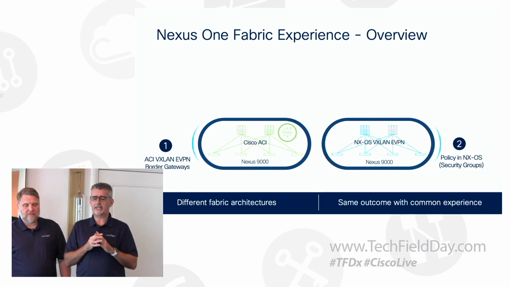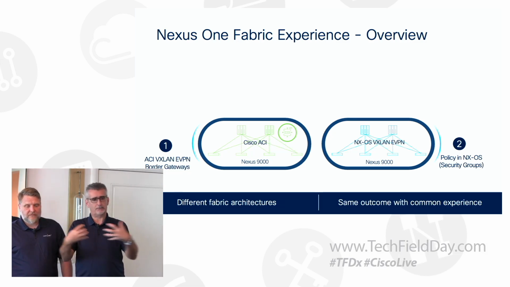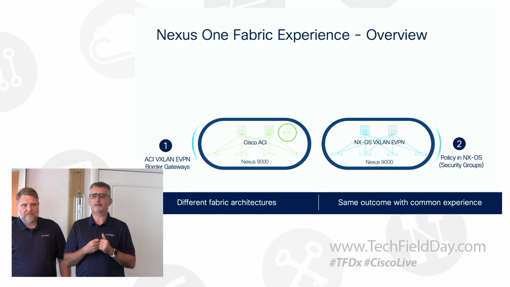So what we're bringing, which is essentially also the main focus of the rest of this presentation, is the concept of security groups and contracts, if you want to call it the ACI way, or security group ACLs, that can be applied between these security groups in VXLAN EVPN to allow or deny traffic.